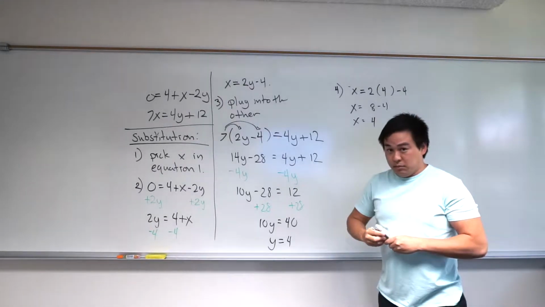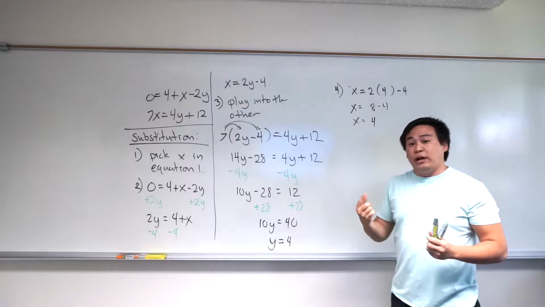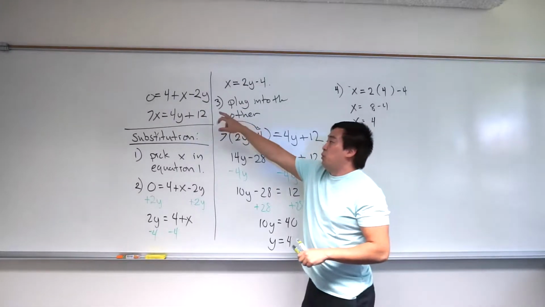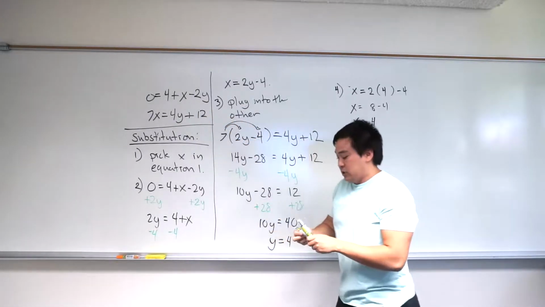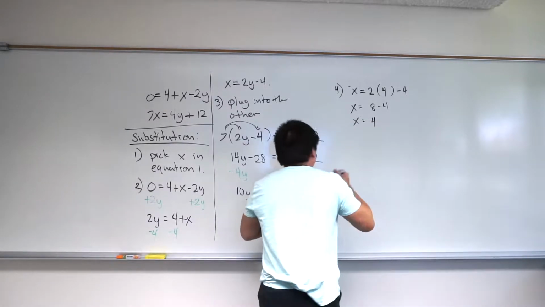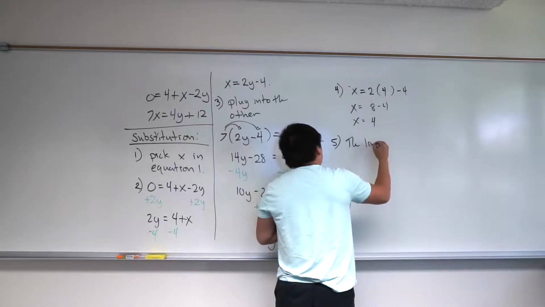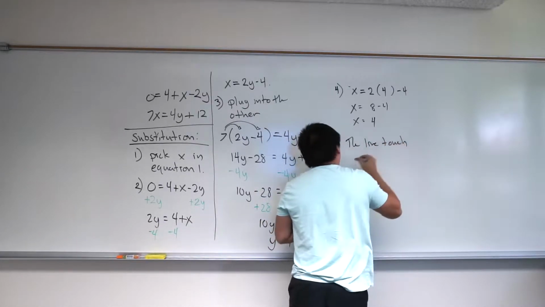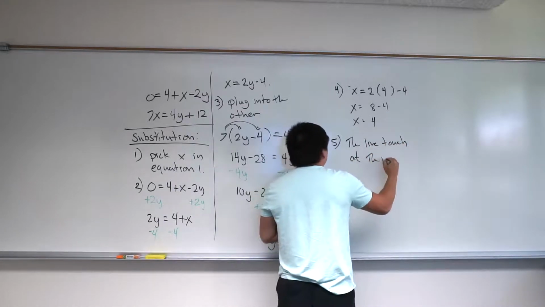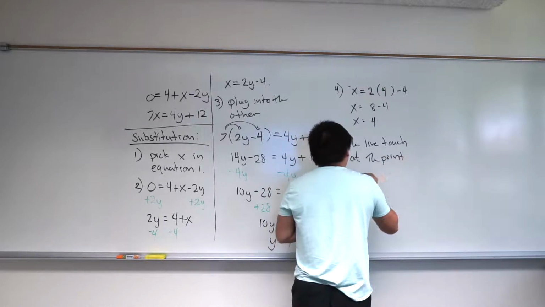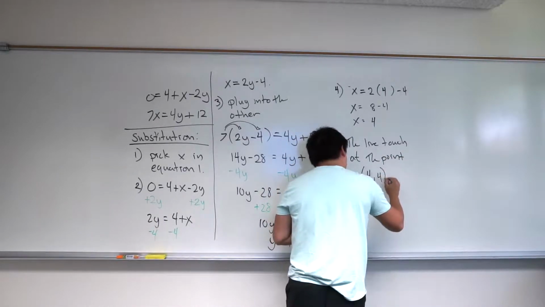Now the question that we started with is, where do these lines touch? So where does line 1 touch line 2? And the answer for that is the lines touch at the point (4, 4).